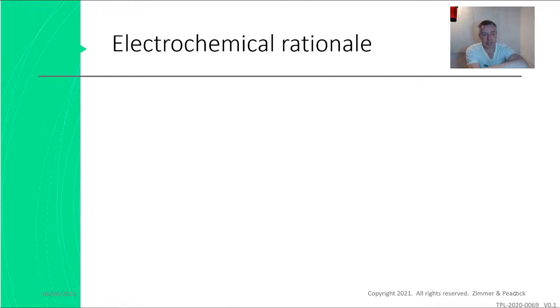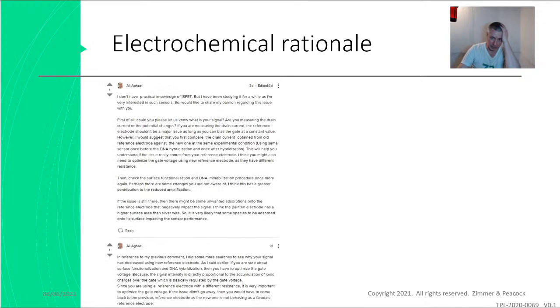Now we had an electrochemical rationale that came from Ali, and Ali was rightly saying that if you're trying to answer the question of whether we know that an ink can inhibit the reaction, it's really useful to know what the source of the signal is.